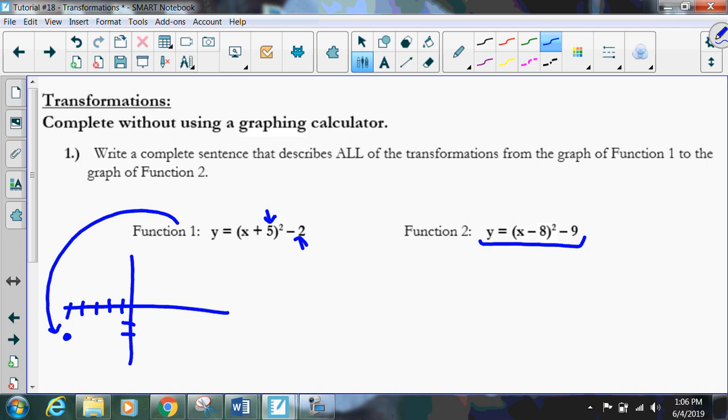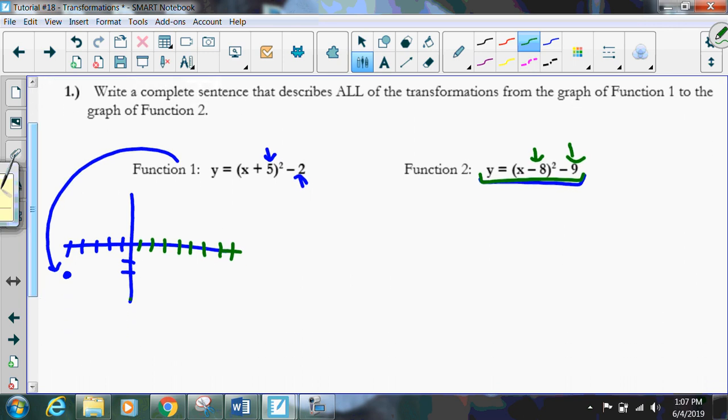So let's go ahead and switch colors, and graph where function 2's vertex would be. So this minus 8 tells me that we moved to the right 8: 1, 2, 3, 4, 5, 6, 7, 8. And then this minus 9 tells me that we moved down 9. So let's put a few more on this y-axis: 1, 2, 3, 4, 5, 6, 7, 8, 9. And there we go. So basically, this is function 2's vertex, and this is function 1's vertex.